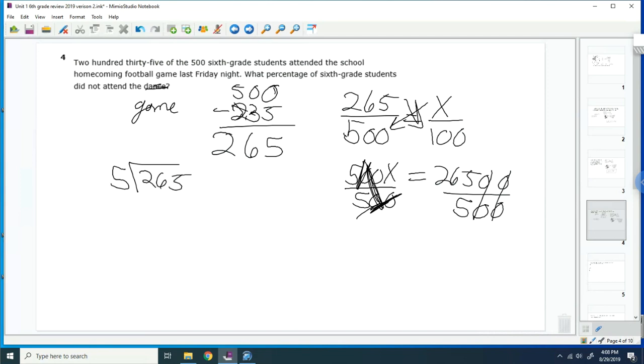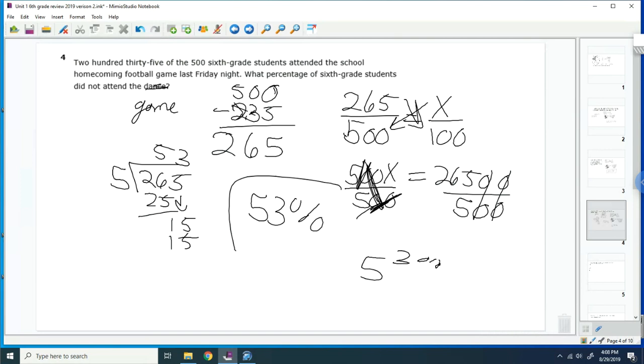And 5 goes into 26 5 times. And 5 goes into 15 3 times. So your answer is 53%. Ooh, why does that look weird down there? Sorry, guys. There you go.